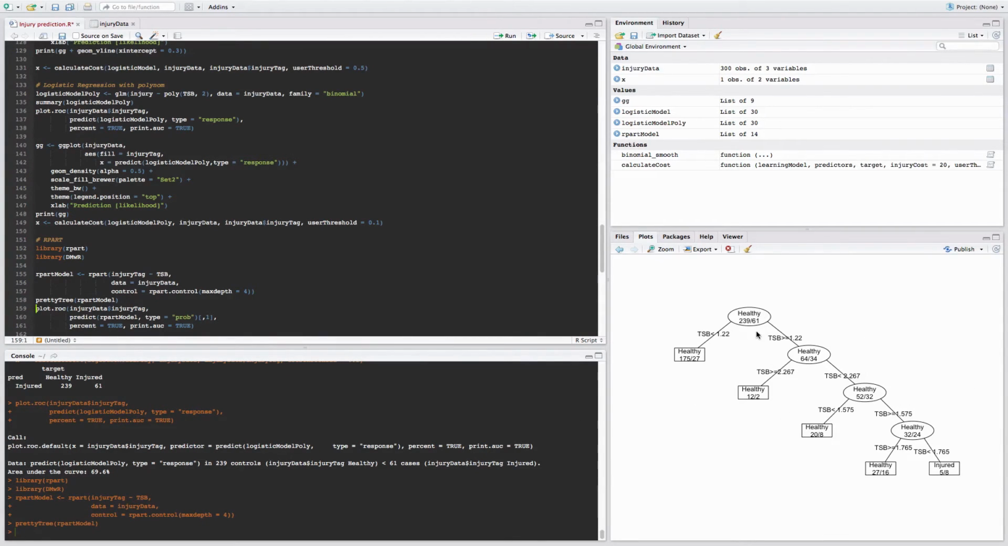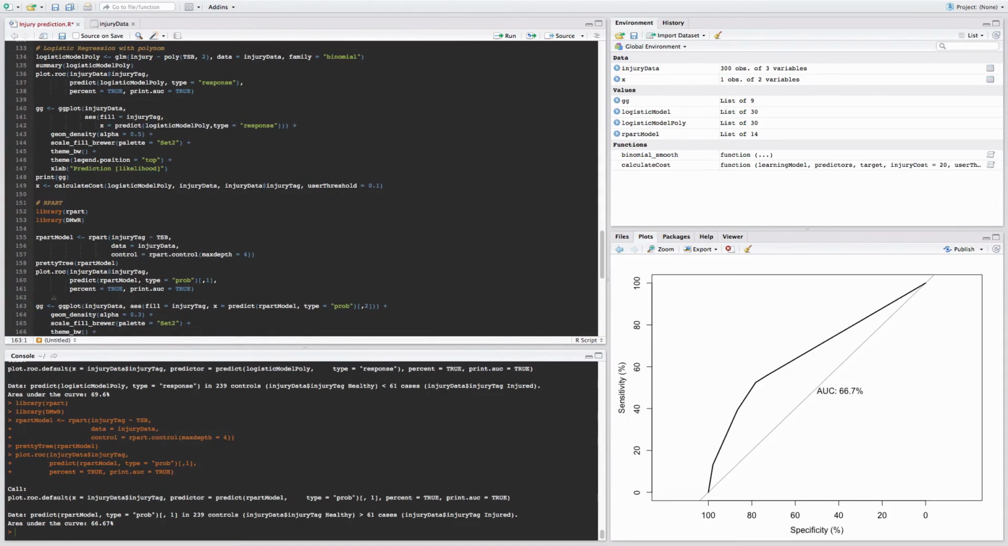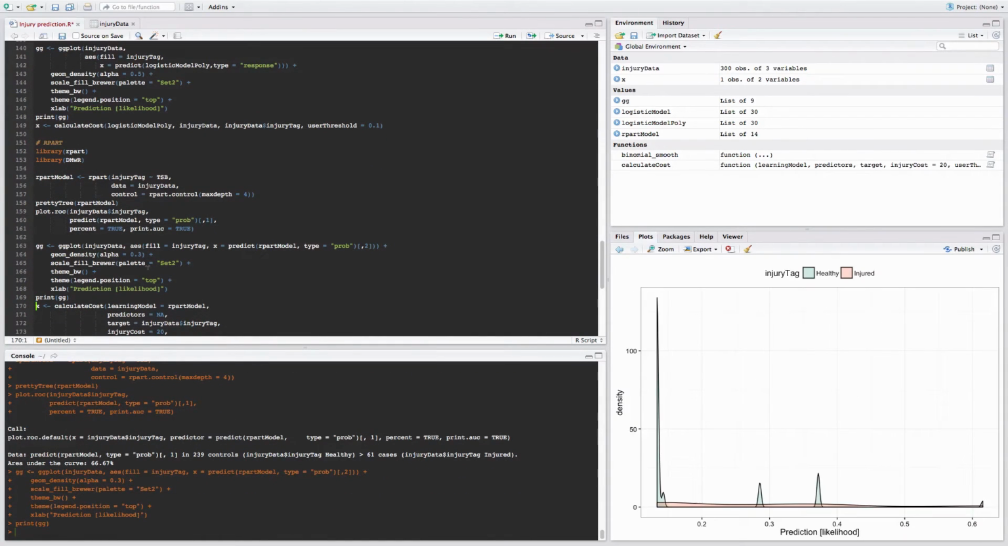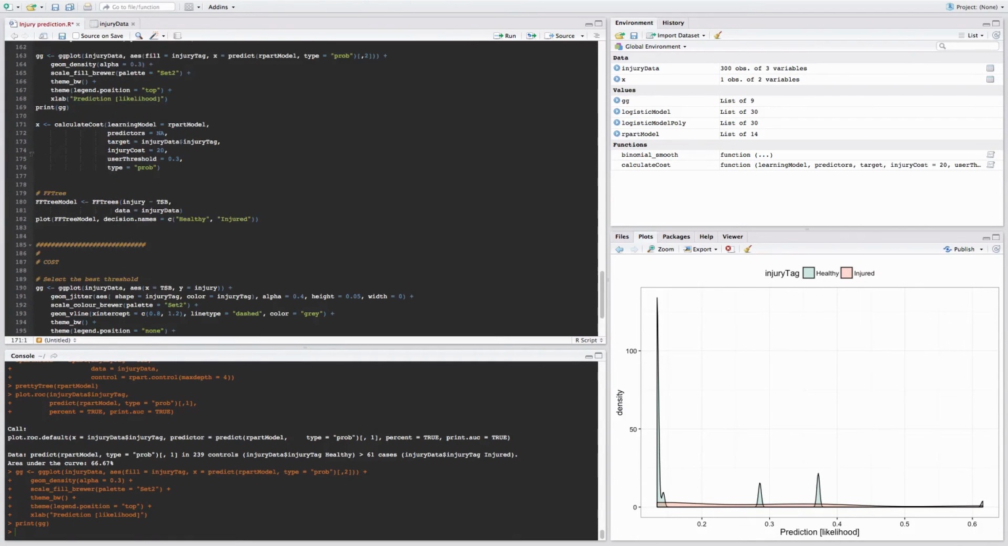It's pretty much similar. You can play with the number of the trees, and this is much easier to use in practice. So this is the regression tree, and this is the area under curve for the regression tree, and this is a distribution of the two classes across the prediction likelihood. Not sure this code works. I'm going to delete this.